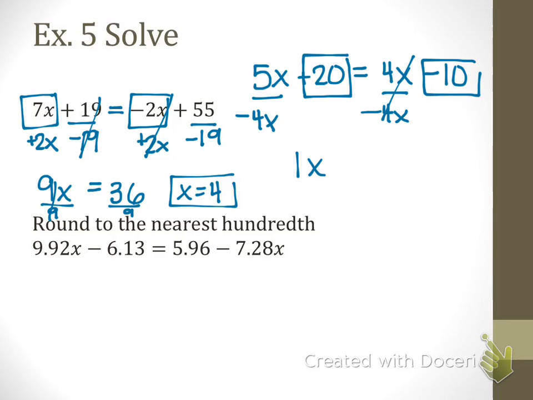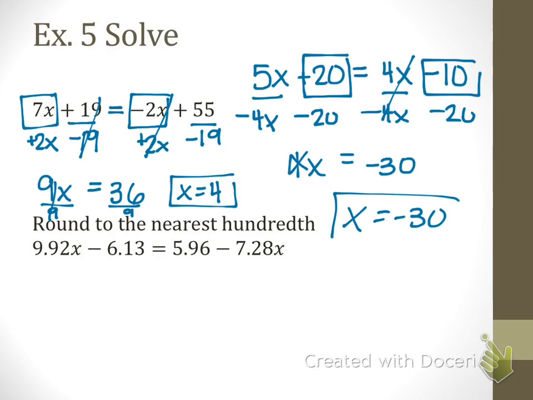Okay? Then, Tommy, what did you do next? You subtracted 20. Perfect. Then I have negative 10 plus negative 20 is what, Dominic? Negative 30. Then what would I do to get x by itself? You can just take off the 1. You can divide by 1, but anything divided by 1 is itself. So we just say x equals negative 30.